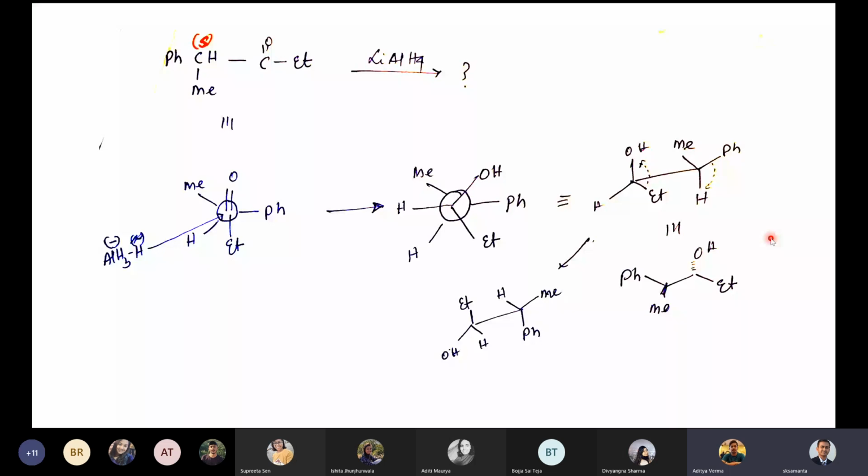Sir, can you repeat this class once again? Did you understand which part was difficult for you? Sir, stereochemistry. Basically, to correlate a given problem with the Felkin-Anh model and to get the answer, that part was becoming difficult.